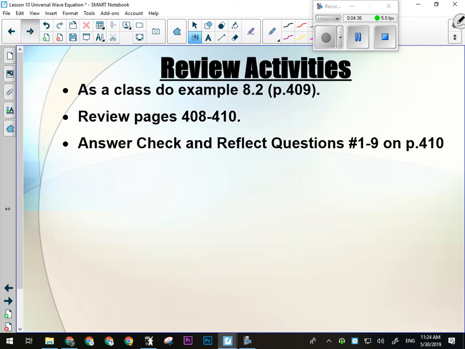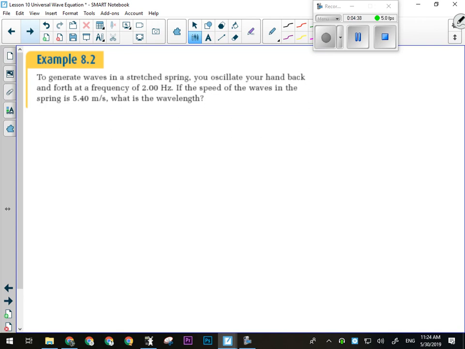All right, so we'll go over a couple examples here and just make sure we understand how this works. To generate waves in a stretched spring, you oscillate your hand back and forth at a frequency of 2 hertz. So they gave me F, 2.00 hertz. The speed of the waves in the spring is 5.40 meters per second.